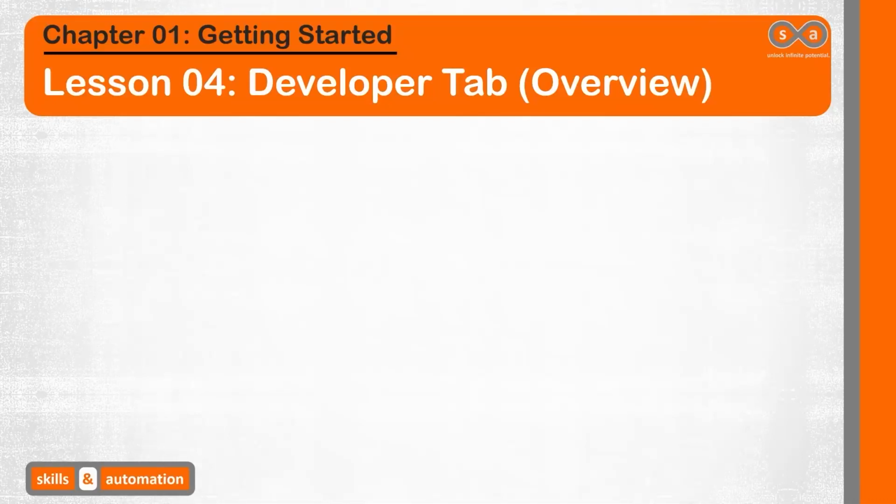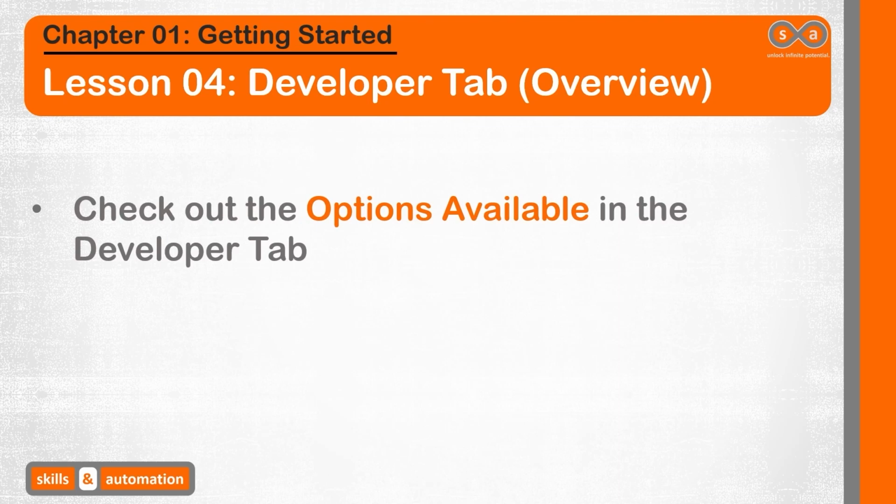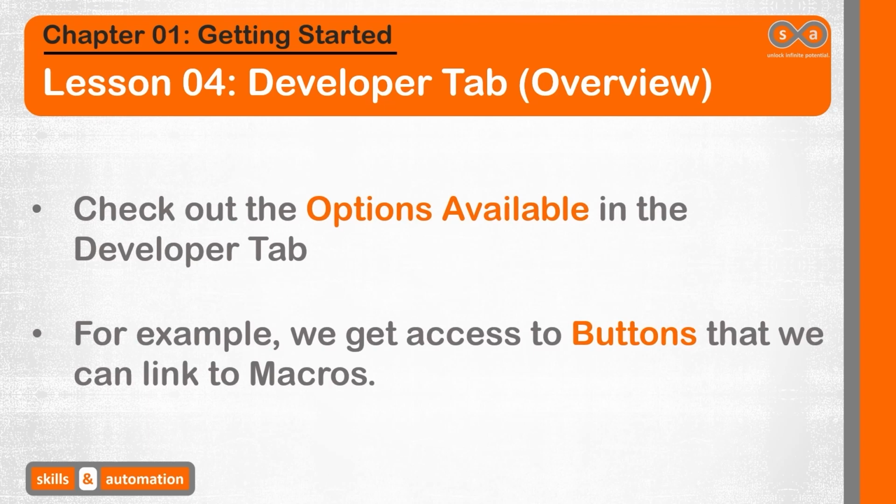In this lesson, we are going to enable the Developer tab in Excel and discuss its various features from the perspective of VBA development. As an example, the Developer tab gives us access to interactive controls such as buttons, list boxes, etc. that allows us to create an interactive user experience.